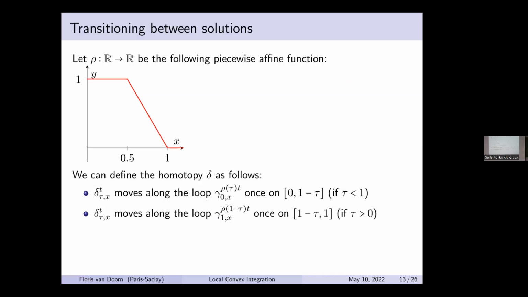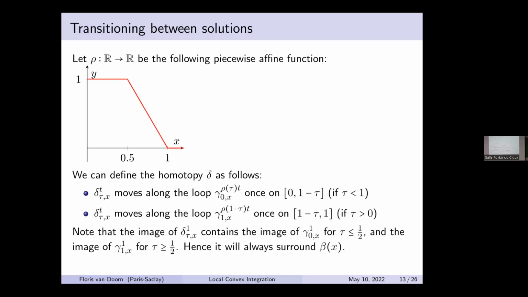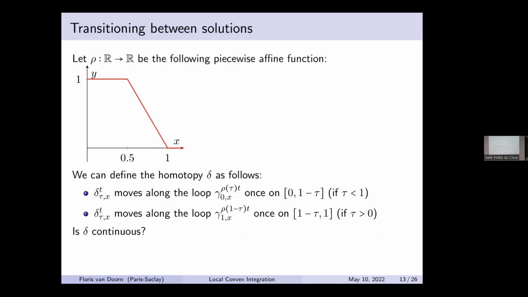So this does capture the intuition of the previous picture, and now we have to prove the properties. First of all, does this surround the points? In our case, does it surround? Oh, this should be not beta but G. So we still have to make sure that we surround Q of X, and that is true because our homotopy always contains the image of either gamma 0 at 1 or gamma 1 at 1. So that is true. And there's a second question: is delta continuous?